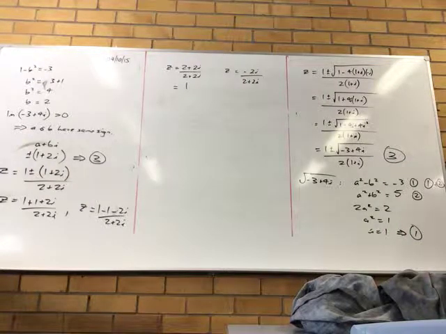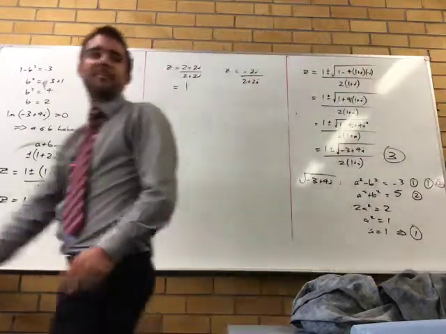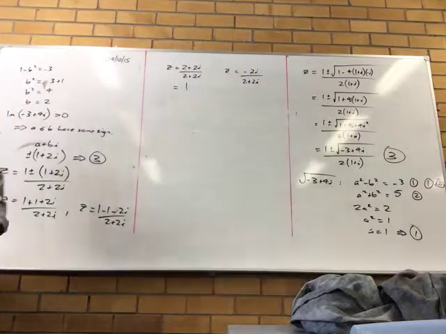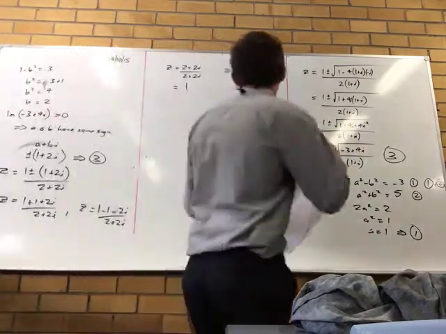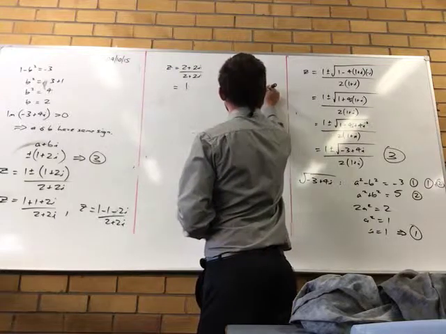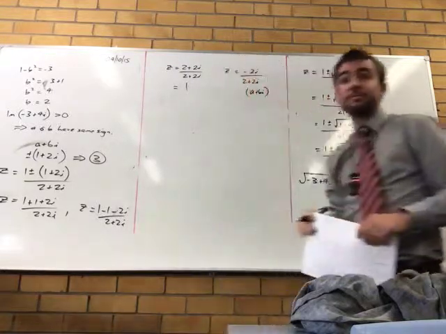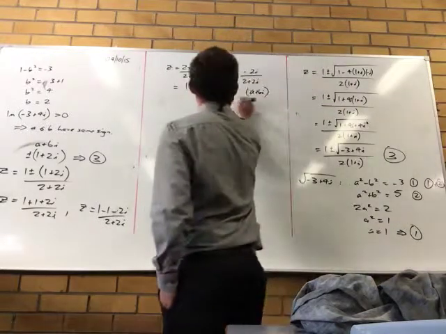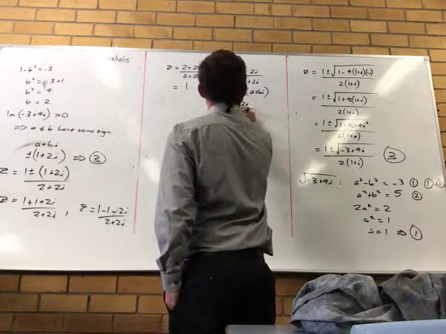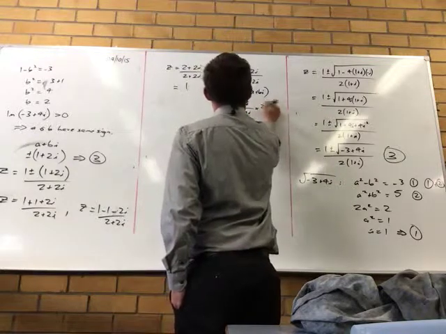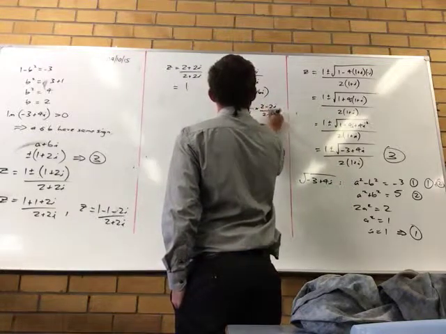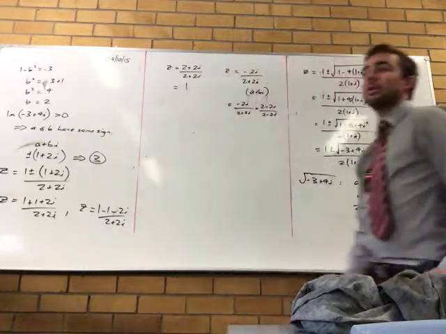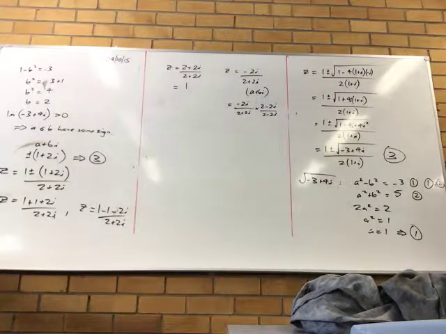Are we finished? Why not? Well, it's not in the form a plus bi, where a and b are real. So how do I make a and b real? Good. So negative 2i over 2 plus 2i times 2 take away 2i over 2 take away 2i, multiply by its conjugate, on top and bottom.